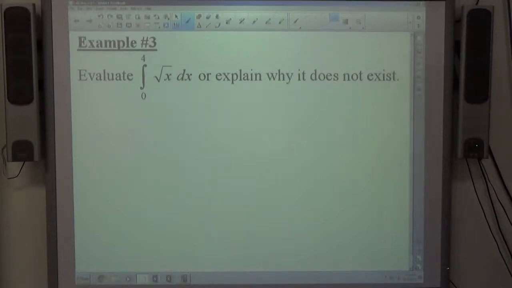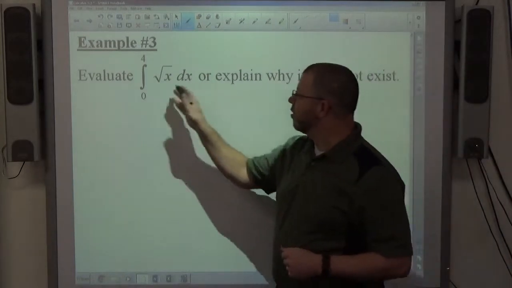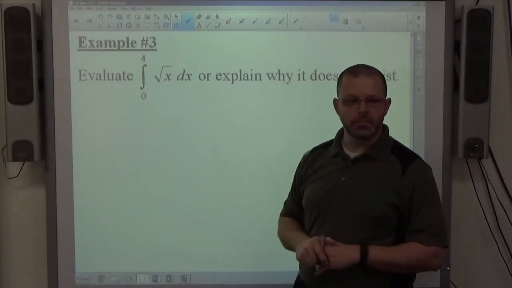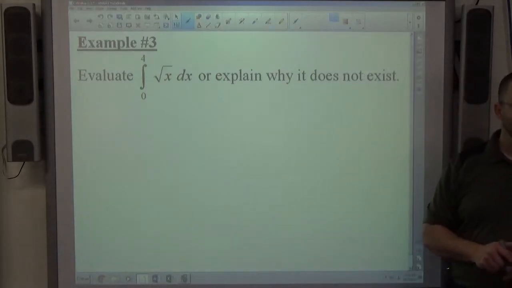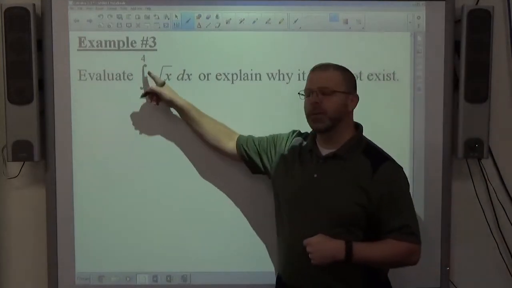Example 3, evaluate the integral of the square root of x dx from 0 to 4, or explain why it does not exist. Okay, so square roots. Where do square roots fail? Negative numbers.